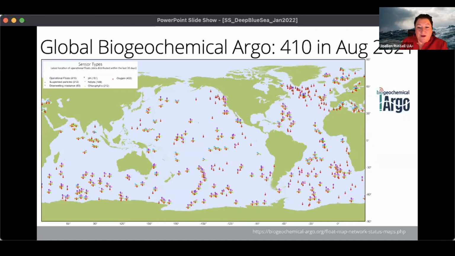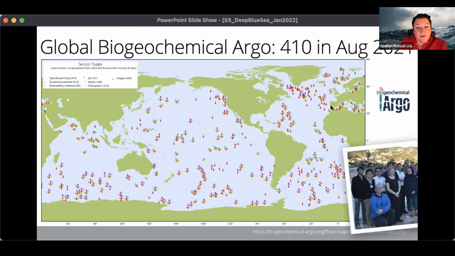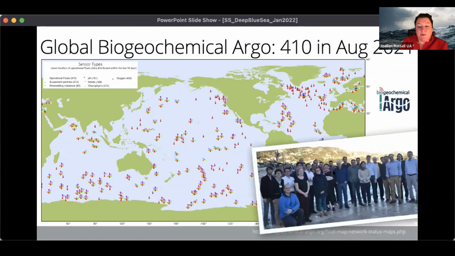So this was our global biogeochemical array. You can see that there are more floats in the Southern Ocean than anywhere else, and that's because of SOCOM. But we are starting to fill in the rest of the world through this array. That's me in the pink scarf. This is in Villefranche. This is 9 out of the 10 float deploying countries and their science representatives hashing out the rules back in 2012.